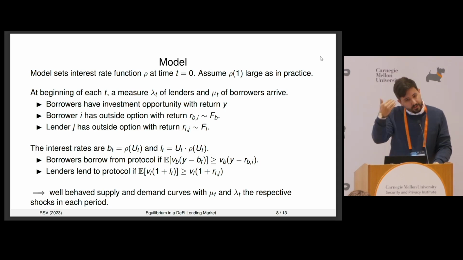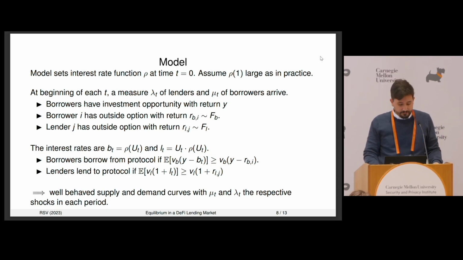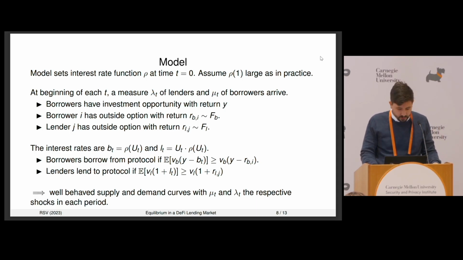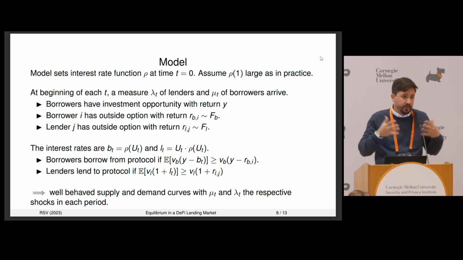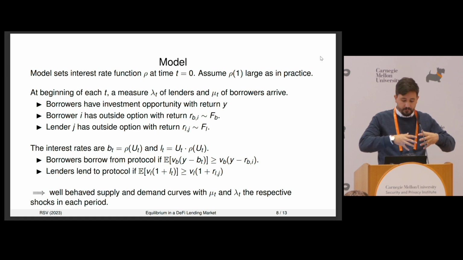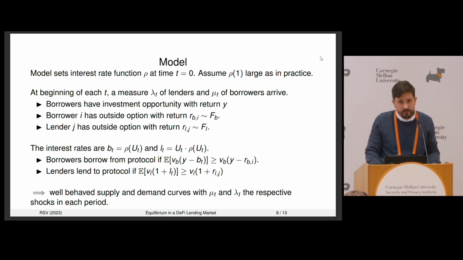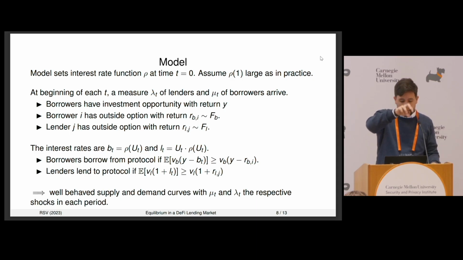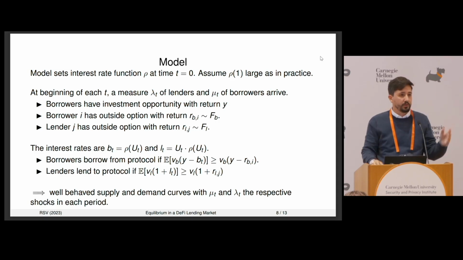Okay. Now, when they're thinking about borrowing or lending to the platform, they face the interest rates as discussed according to the interest rate function that's chosen. And the borrowers are going to borrow if their expected utility, given any noise in the borrowing rate they might expect from borrowing from the platform, is larger than using their outside option, and the same for the lenders. At the end of the day, really what these assumptions give us are well-behaved supply and demand curves, and the fraction of lenders and borrowers arriving, these are just shocks to the supply and demand curves in a traditional microeconomic sense.